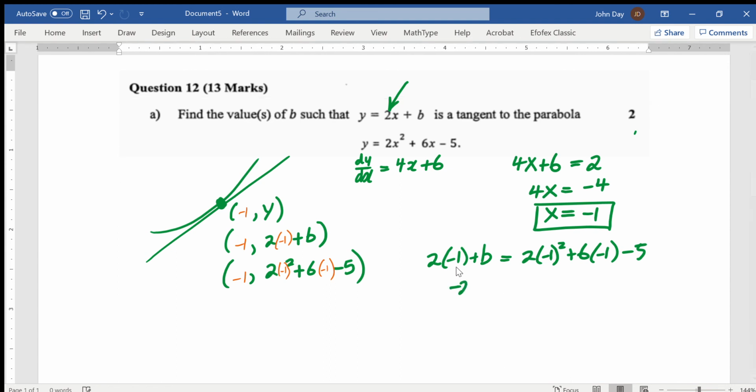So minus 2 plus b is equal to 2 minus 6 minus 5. So minus 2 plus b equals minus 9. So b is equal to minus 7. So there's only one value of b that works, and that's when b is minus 7. And it looks like it's on the other side to what I actually drew because it's got a negative gradient, whereas mine, I just drew a random example of what might happen, and the way I've drawn it's got a positive gradient.